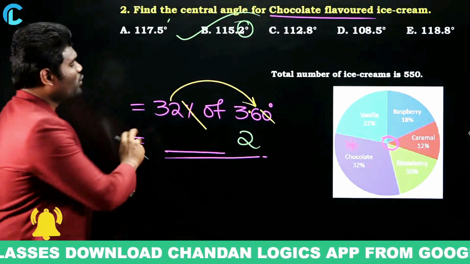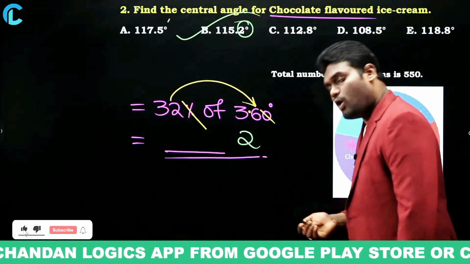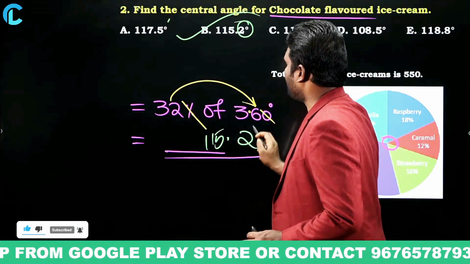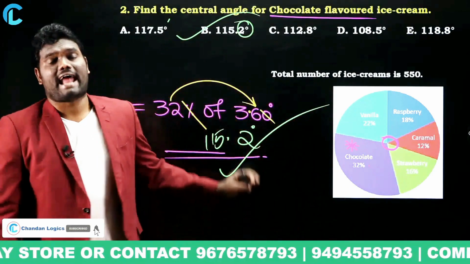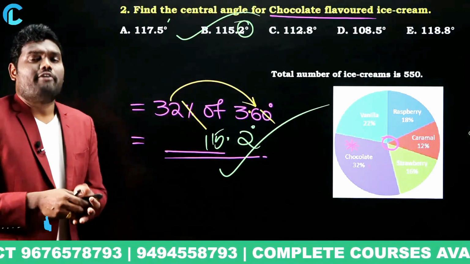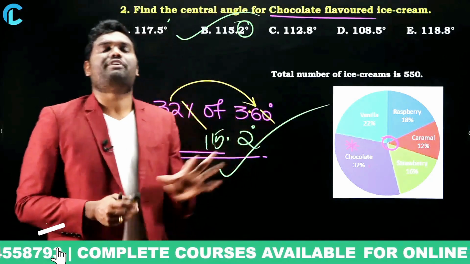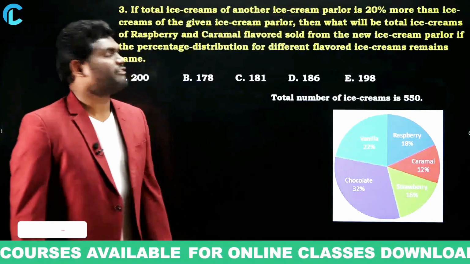Is that clear? If you are good in calculation, you can calculate 32% of 360 degrees. You will get the same answer, 115.2 degrees only. If you want, you can check. But what I have done is, rather than doing the full calculation, I am trying to make the calculation simple. Whenever there is a chance of making the calculation simple, make things simple. Just verify the last digit. So the last digit should be 2, so we got the option 115.2.